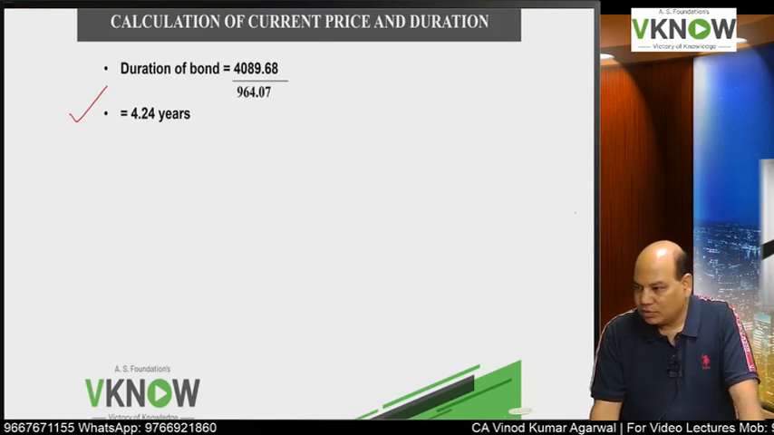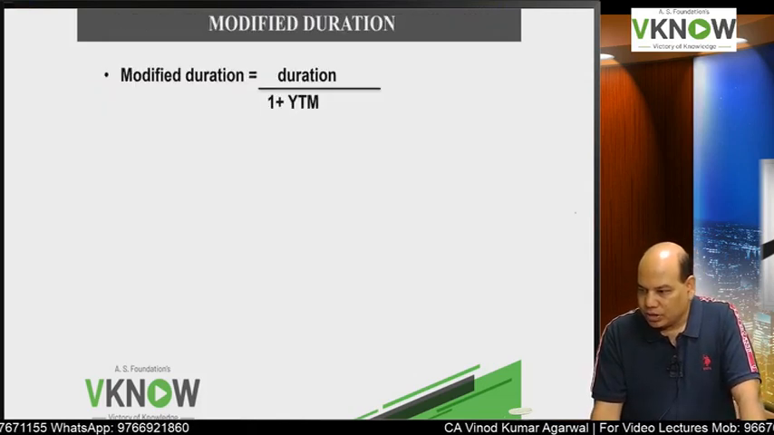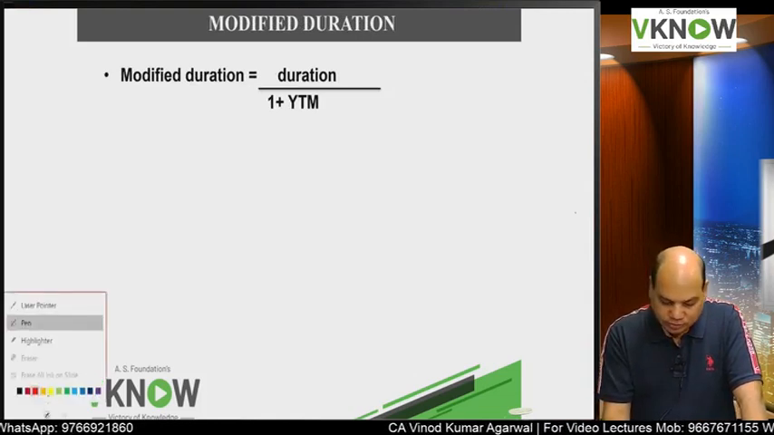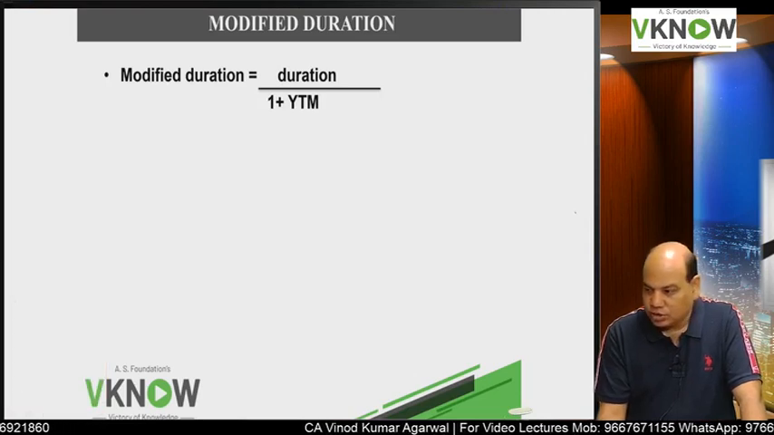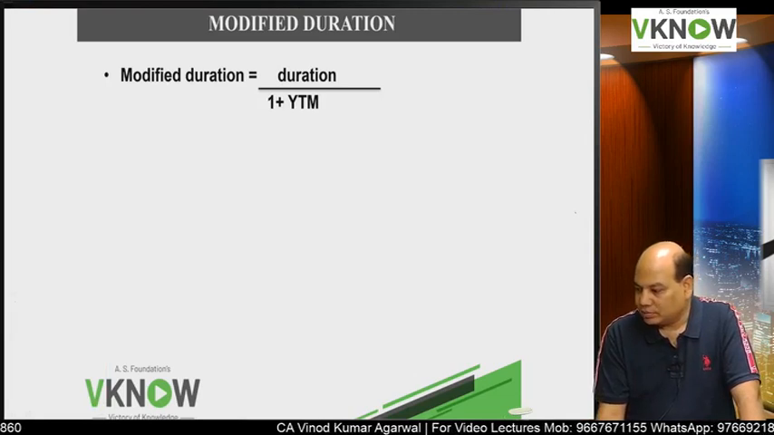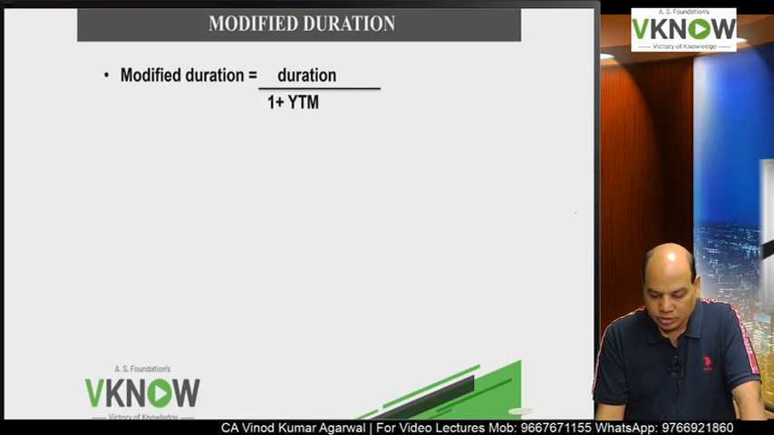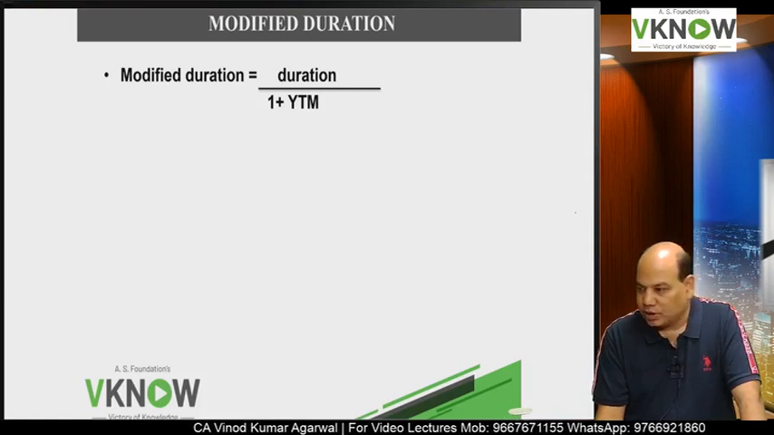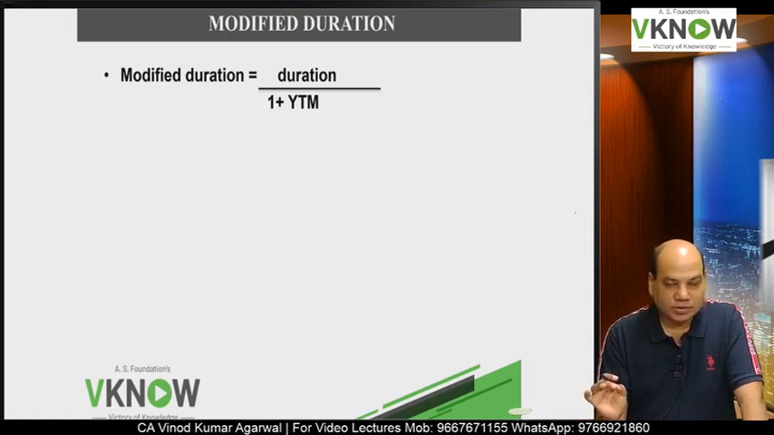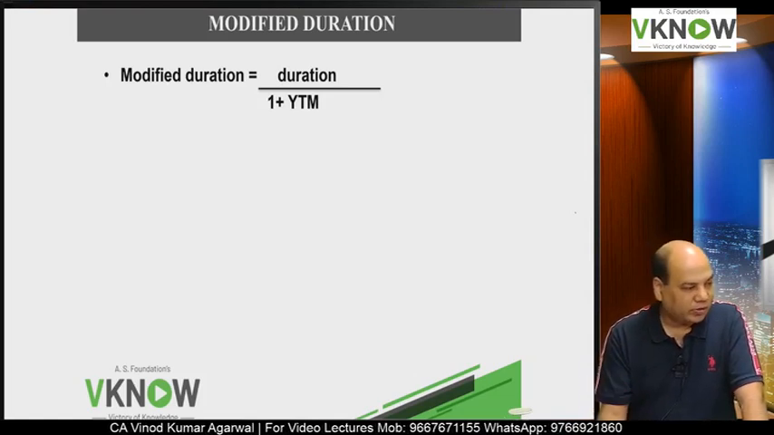Okay. Now we'll come to next, modified duration. Modified duration is equal to duration upon 1 plus YTM. Correct? So from duration we will get modified duration, and that will help us to calculate the percentage change in price of the bond.